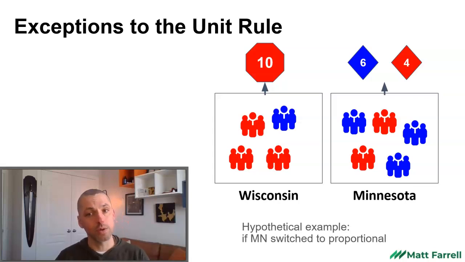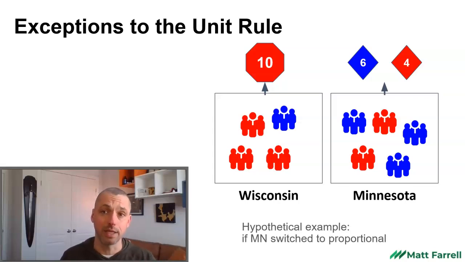Now, other states could do this. States like Minnesota, for example, could deviate. They don't have to do the unit rule. They don't have to do winner take all. They could do a proportional format as well. And so hypothetically, it might look something like this. They would add up all the votes and they would see that the blue candidate got the most, but the red candidate got some votes too. So they would split. They would allocate the votes proportionally. And in this case, you might end up with something like 6 points for the blue and 4 points for the red. That way each candidate gets something.